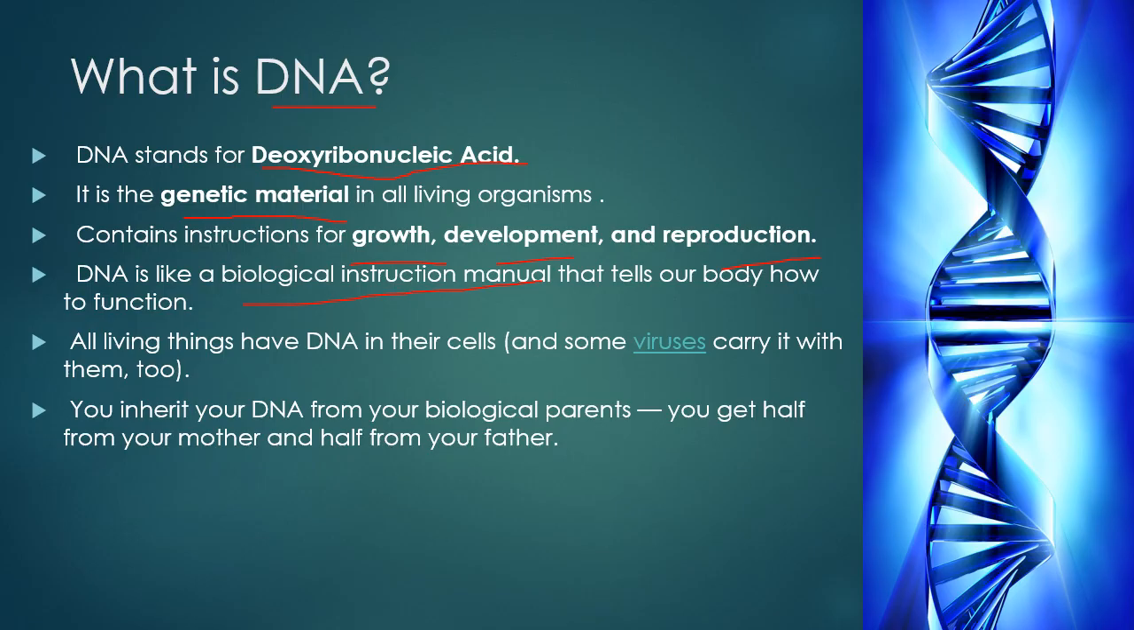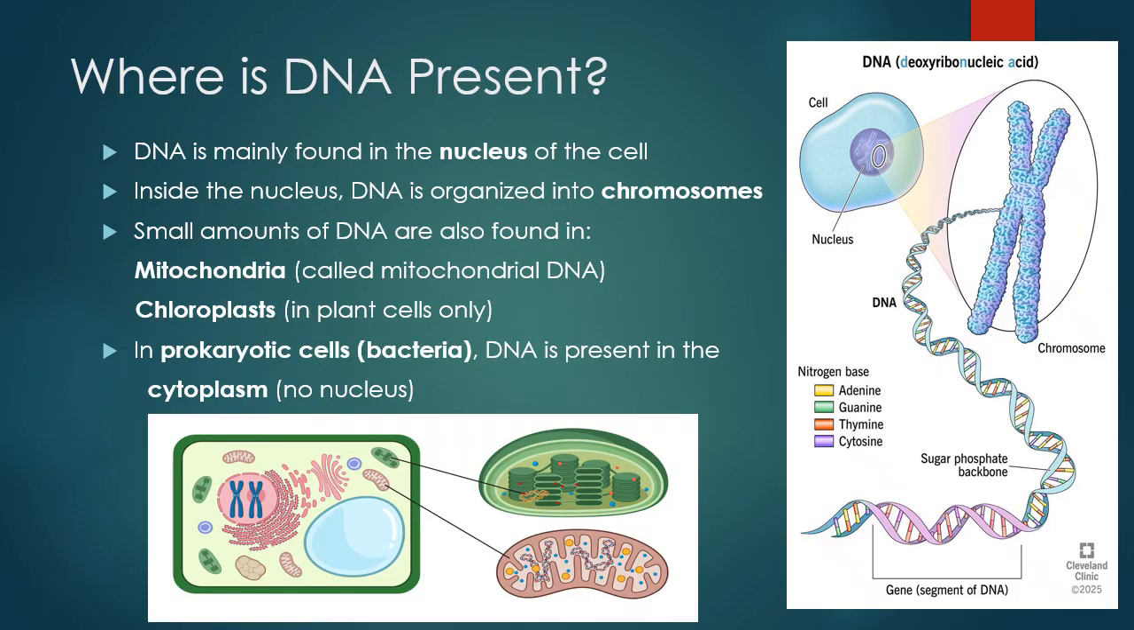All living things have DNA in their cells, and some viruses carry it with them too. In some viruses RNA acts as the genetic material, but most viruses do contain DNA. Now, where do we get DNA from? We get it from our parents. We get half of it from our mother, and half from our father.